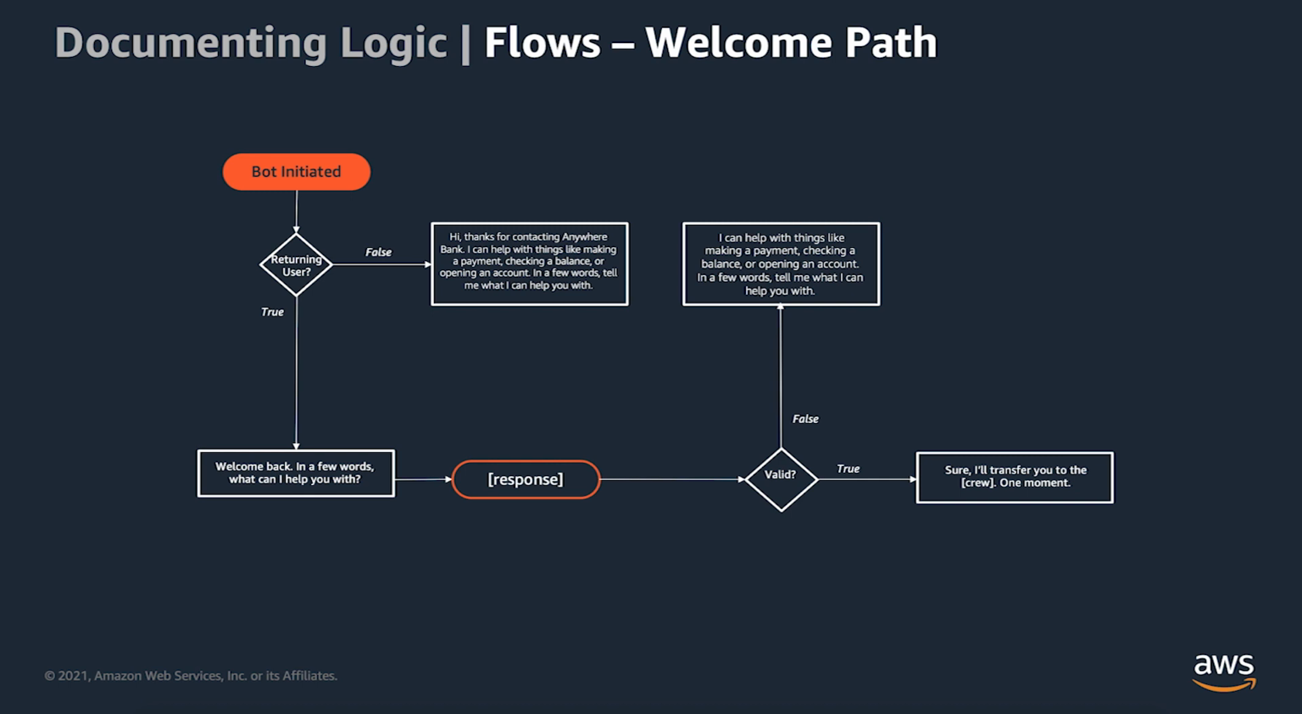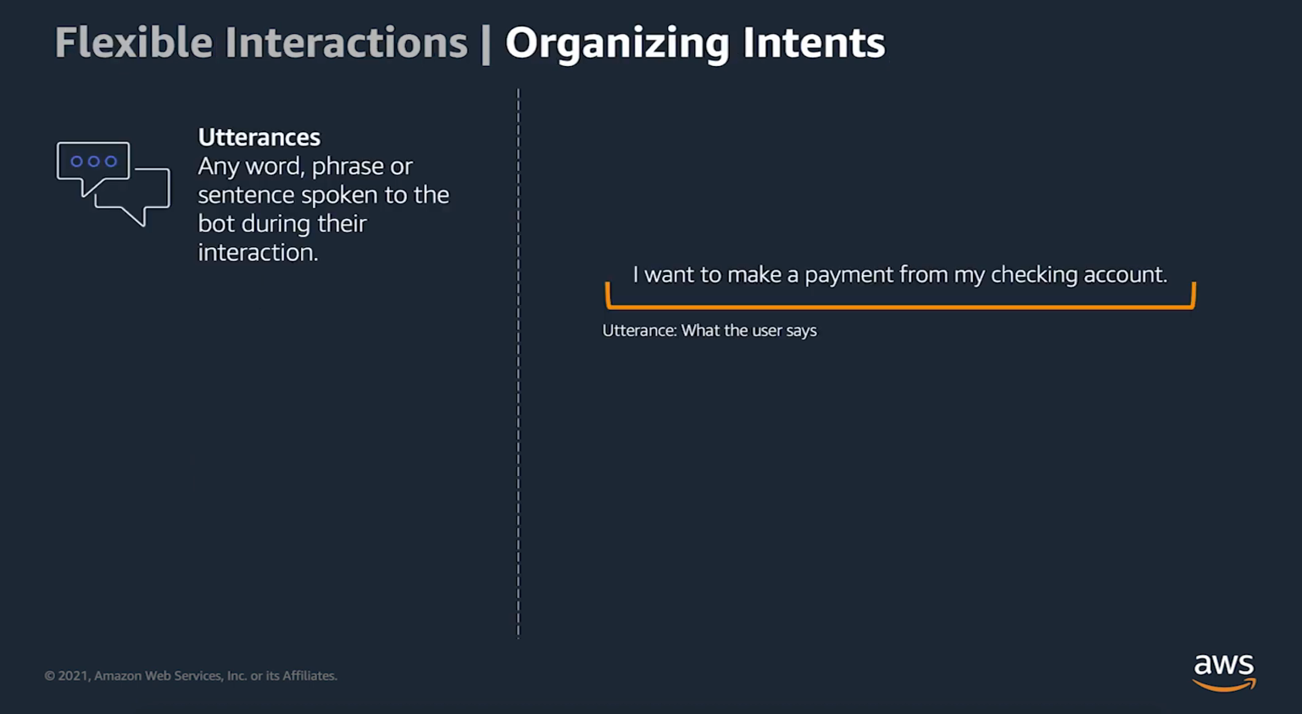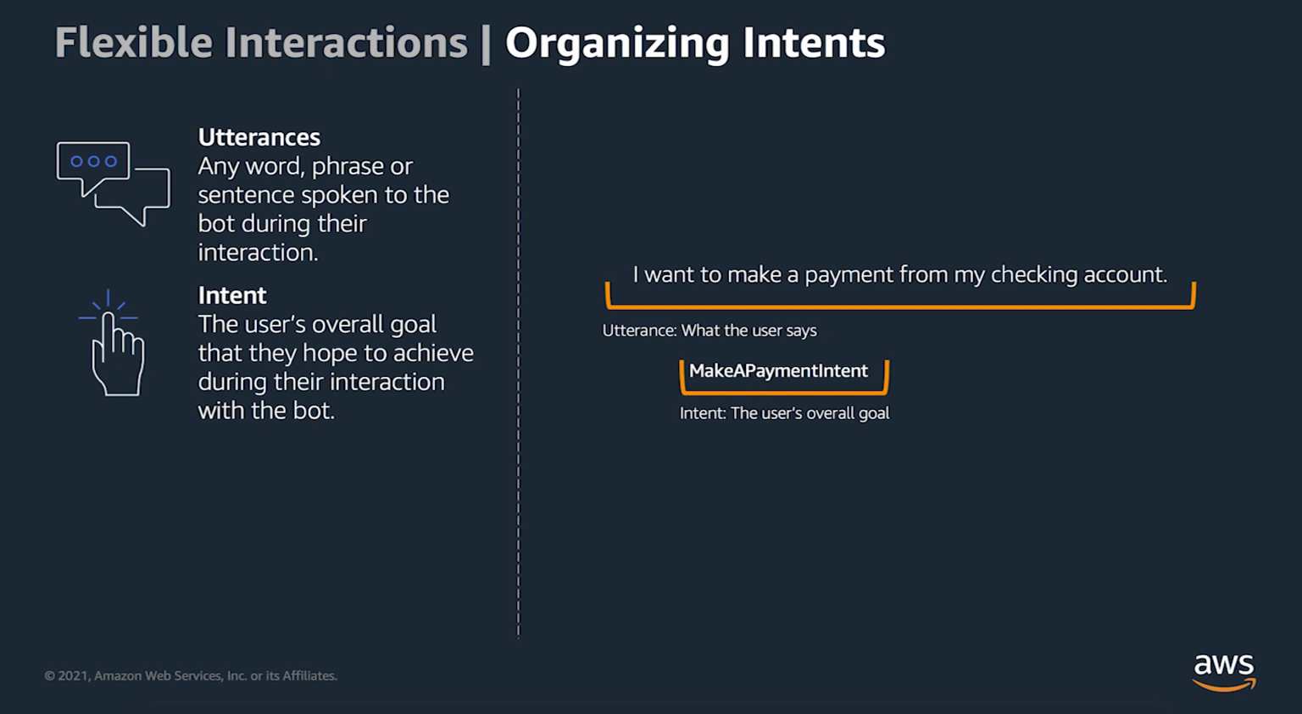So the way that Amazon Lex works is it is a goal-oriented dialogue system that works by capturing utterances, intents, and slots. So an utterance is any word, phrase, or sentence spoken to the bot during your interaction. For example, we have, I want to make a payment from my checking account is an utterance. It's what the user has said to the bot. The intent is the user's overall goal. So what are they hoping to achieve during their interaction with the bot? In this example, we might call the user's overall goal a make payment intent, right? The user is trying to make a payment. Once they've accomplished that goal of making a payment, that intent will be fulfilled.